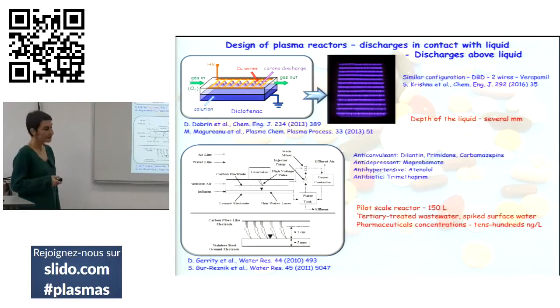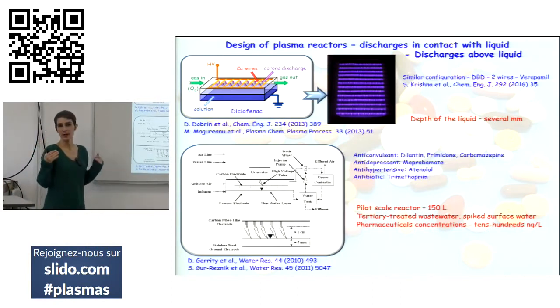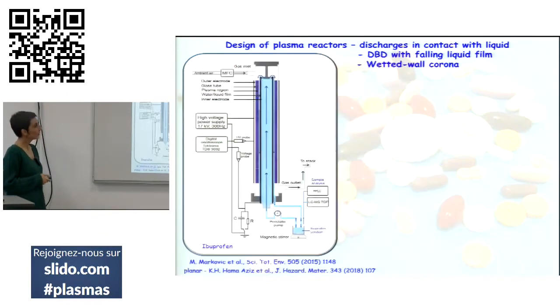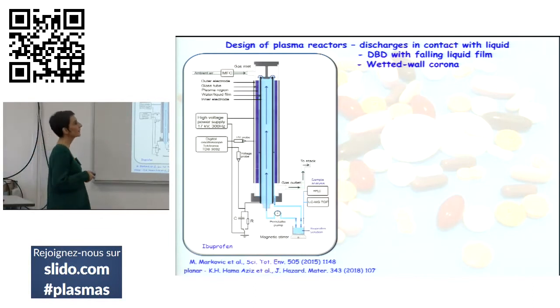In all these cases, the depth of the liquid is about 5 millimeters, so several millimeters. And as we know, the penetration depth of the reactive species generated in the plasma into the liquid is quite small. So people thought about reducing the depth of the liquid, or in fact increasing the ratio of the surface to volume. And configurations like this one have been developed.